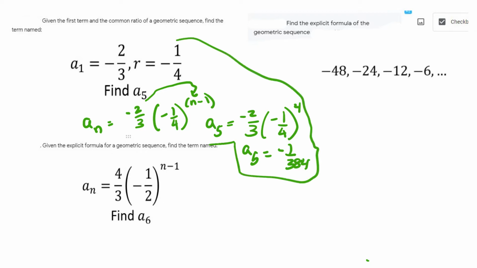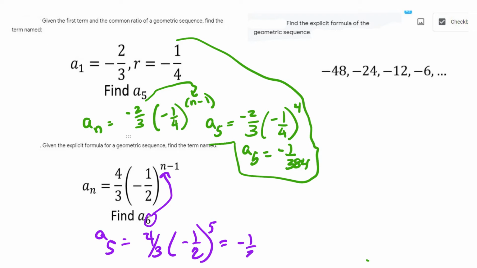This next question says, given the explicit formula, find the term named, a6. It already gave us the explicit formula, so we need to plug in 6 for n, and I get a6 is equal to 4/3 times negative 1/2 to the 5th power. And I get my answer as negative 1/24.